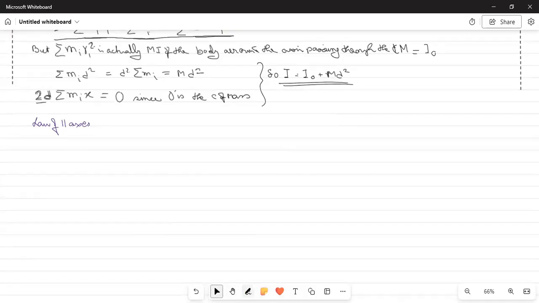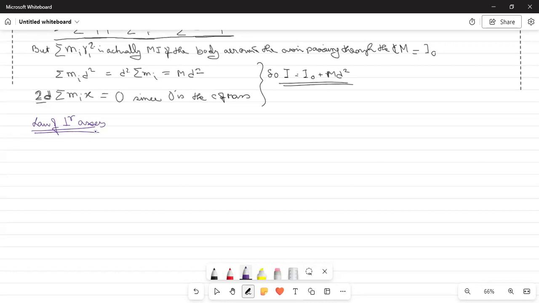And this one is actually the law of perpendicular axis. This is parallel axis. Now we are going to discuss the law of perpendicular axis. We have already discussed the law of parallel axis. The law of perpendicular axis is like this.